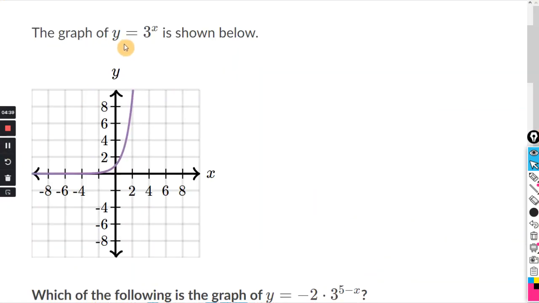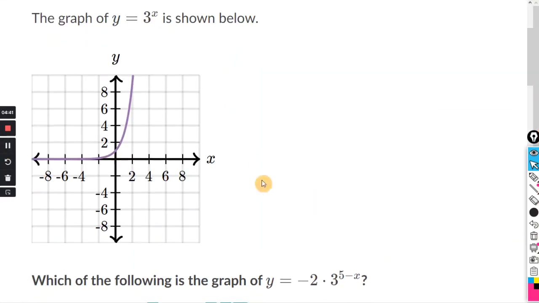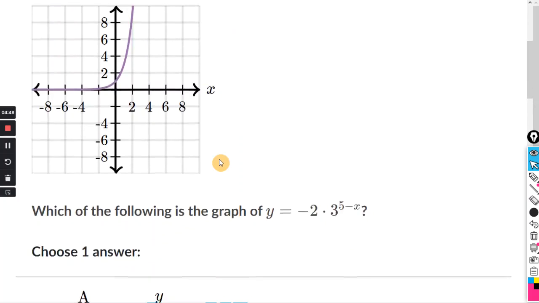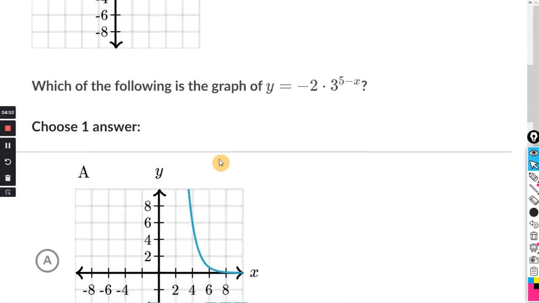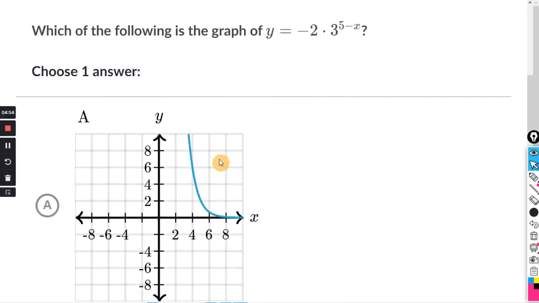All right, here they give us the graph of y equals 3 to the x, and they want us to graph this function here. This is a transformation, but I just think it's too complicated to do all of those transformations, so I'm going to just get some points.